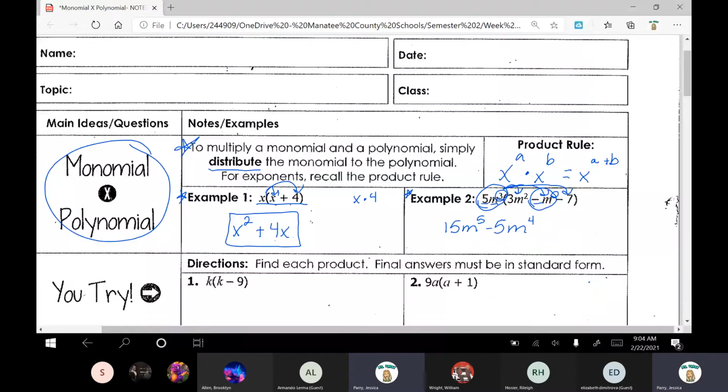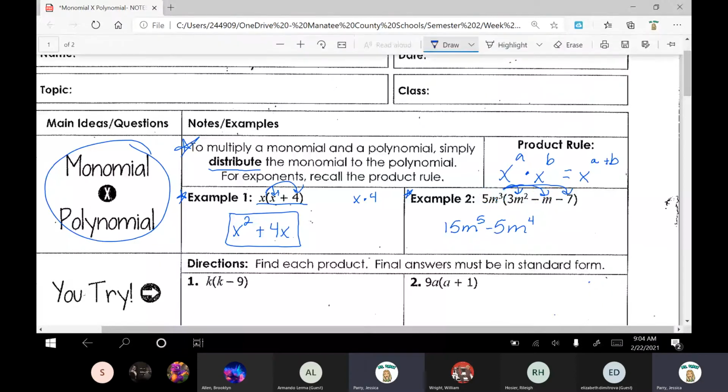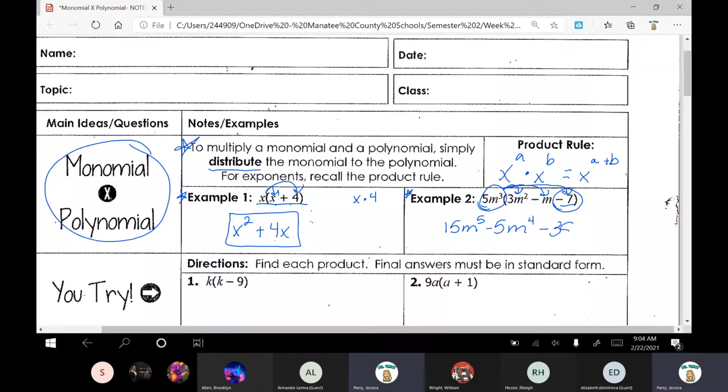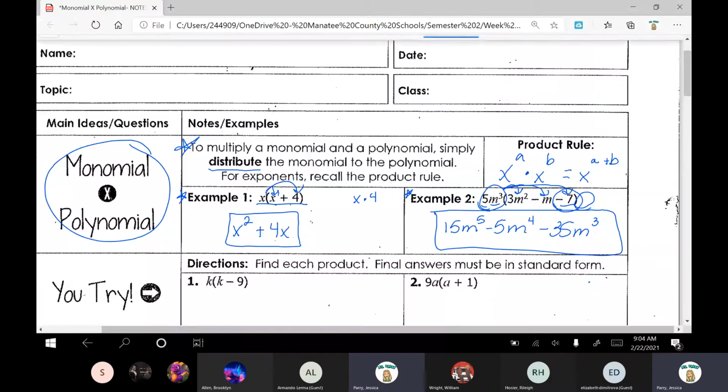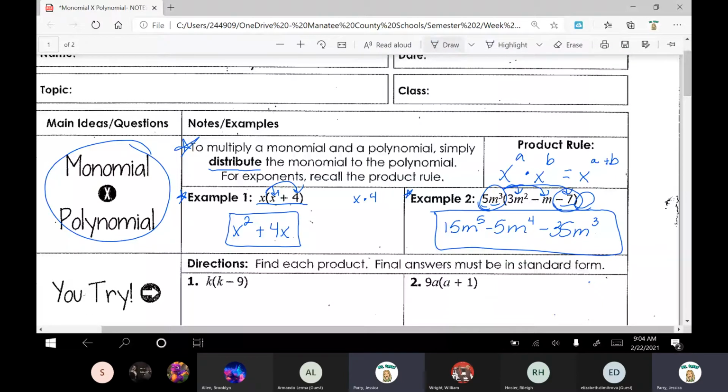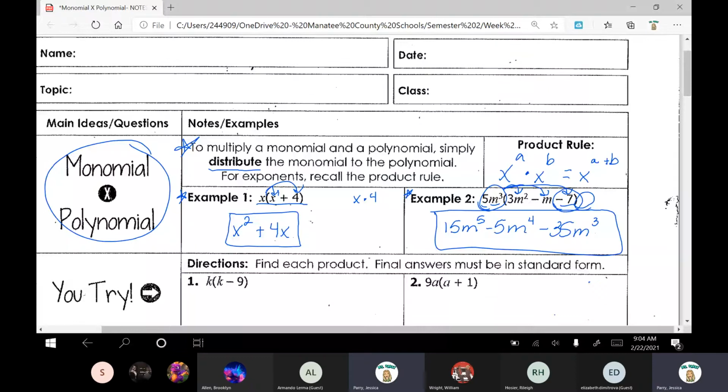And then going on to our last set of distributing, all of this times negative 7. Multiply the numbers, the coefficients. 5 times negative 7 is negative 35. And then do your variable m to the power of 3 times. There's no variable there, so just rewrite m to the power of 3. And then it's all finished, assuming that it's in standard form. Remember, that's alphabetical order, highest exponent first, then you're all good. And for both of those examples, when you solve them, they're both in standard form, so they're all finished, okay?